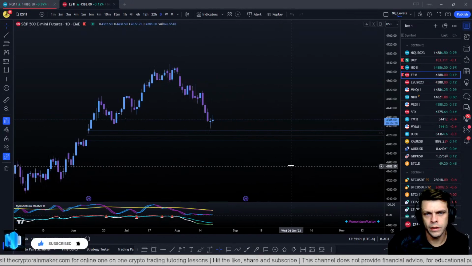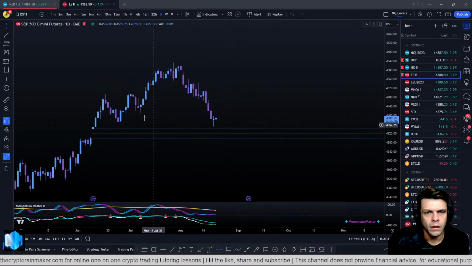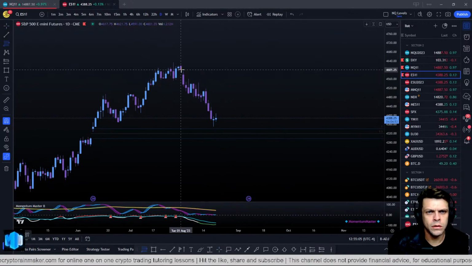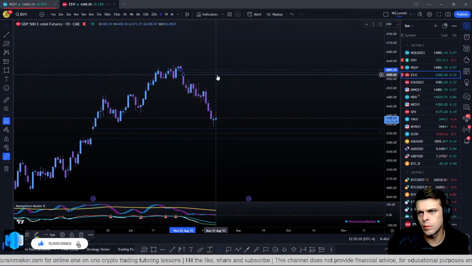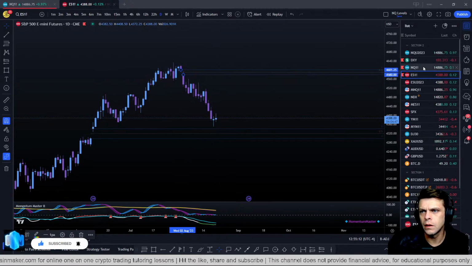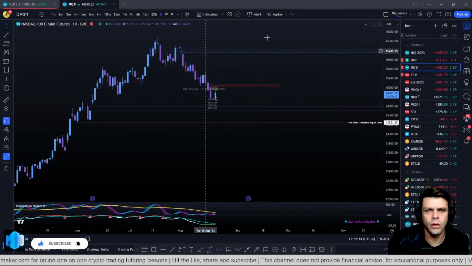So that is interesting. All right, so let's do our top-down analysis. For ES, we also have the same imbalance right here, which starts at about 4,580. We have the same thing going on the Nasdaq.